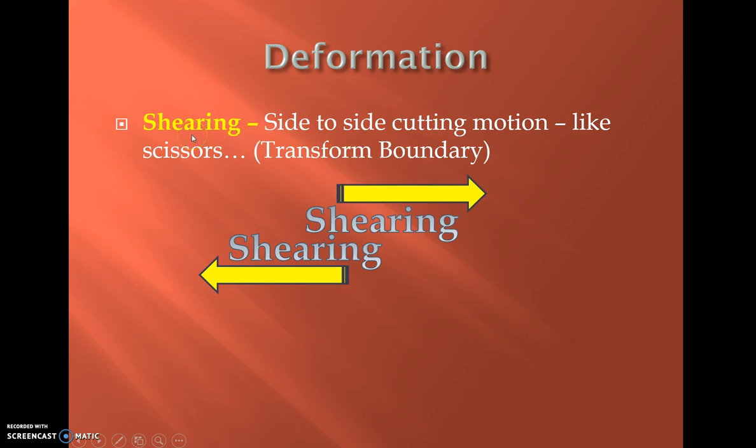So you've heard of scissors. The fancy name for those is shears. It's because they have the slicing side-to-side blades. When you cut with scissors, those blades literally slice in a side-to-side motion. So that's the motion that's happening, or the stress that's happening, on a transform boundary.